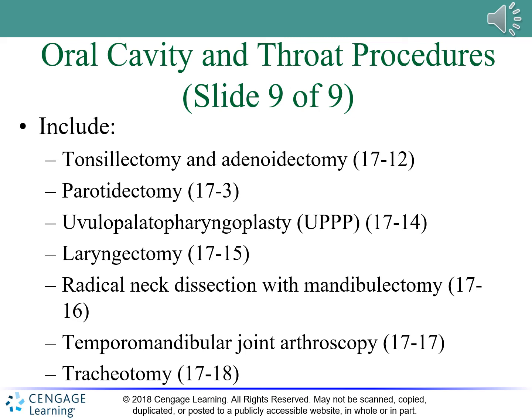Uvulopalato-pharyngoplasty, or UPPP. The roof of the mouth consists of 2 segments that are collectively referred to as the palate. The anterior segment is referred to as the hard palate and is supported by extensions of the maxillary and palatine bones. The soft palate is posterior and consists of connective tissue and muscle. The soft palate terminates with a projection of lymphoid tissue called the uvula.